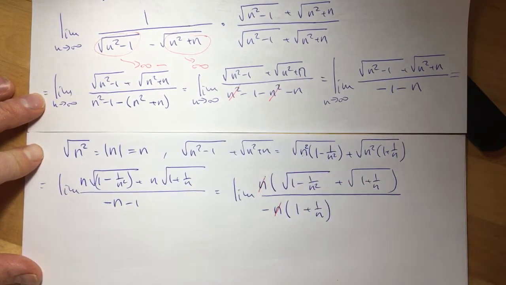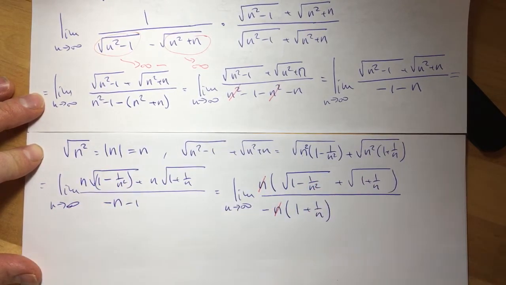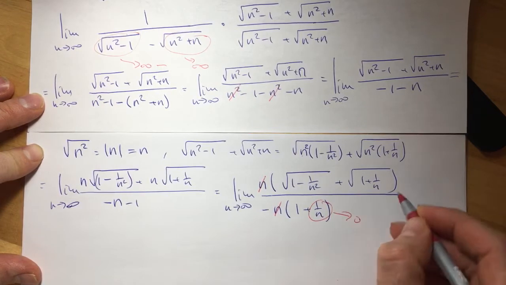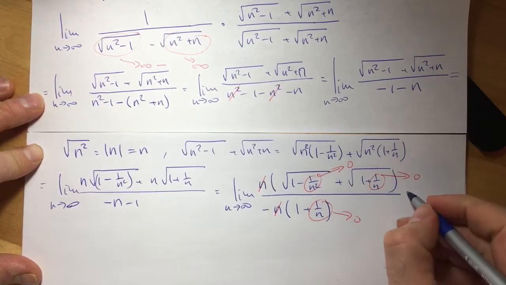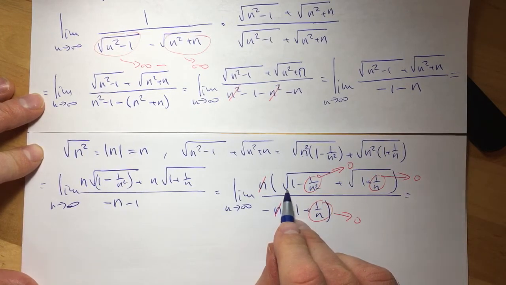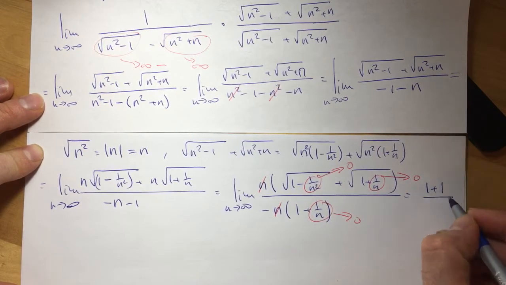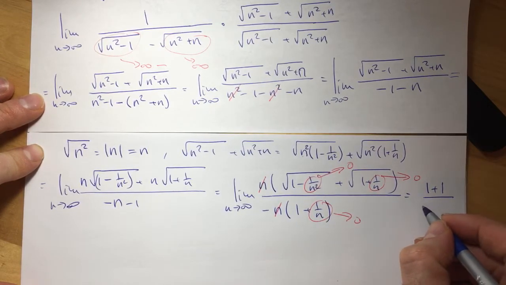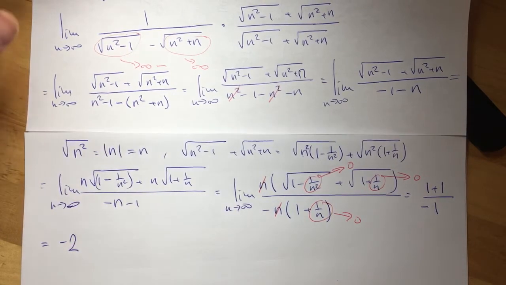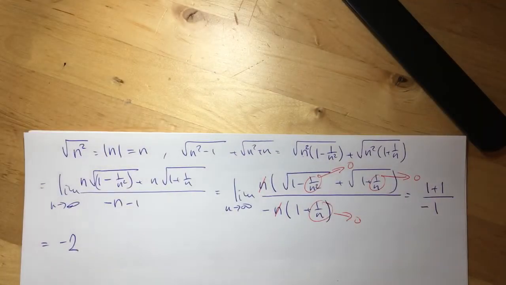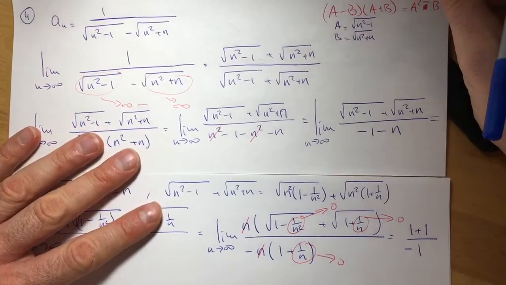And now this factor is gone. As n goes to infinity, these ratios are going to 0, and you have square root of 1 minus 0, which is square root of 1, which is 1, plus the same situation here, 1 over 1 plus 0 is 1, with negative in front is negative 1, so this is a convergent limit and it converges to negative 2. Okay, so there it is, the whole solution.